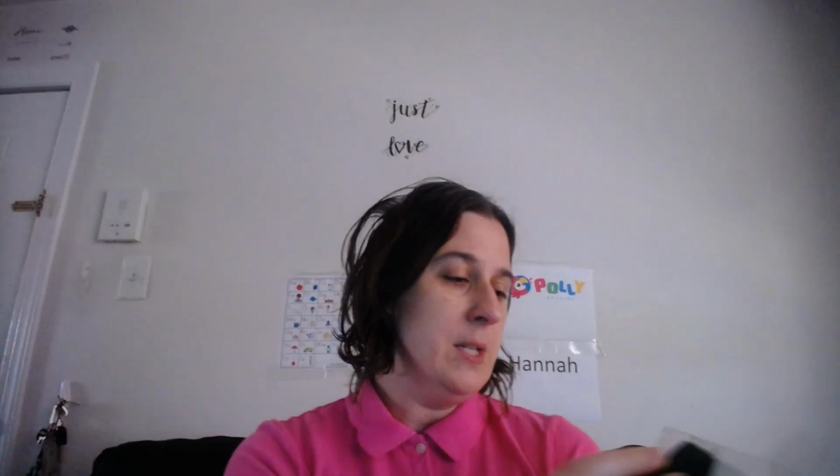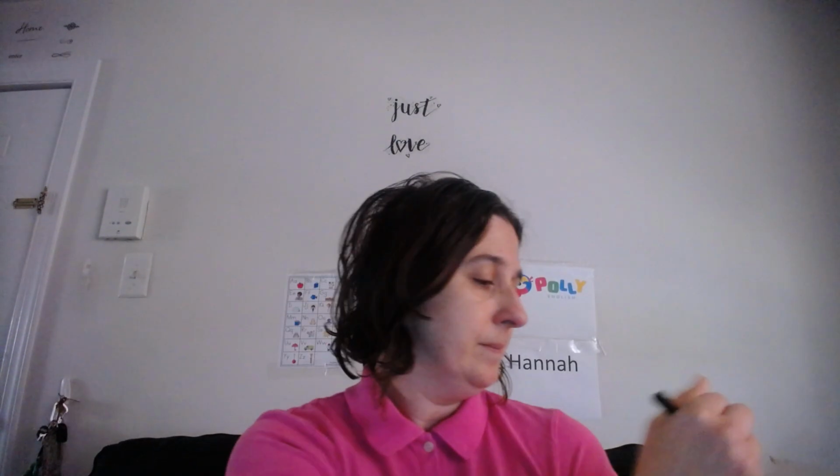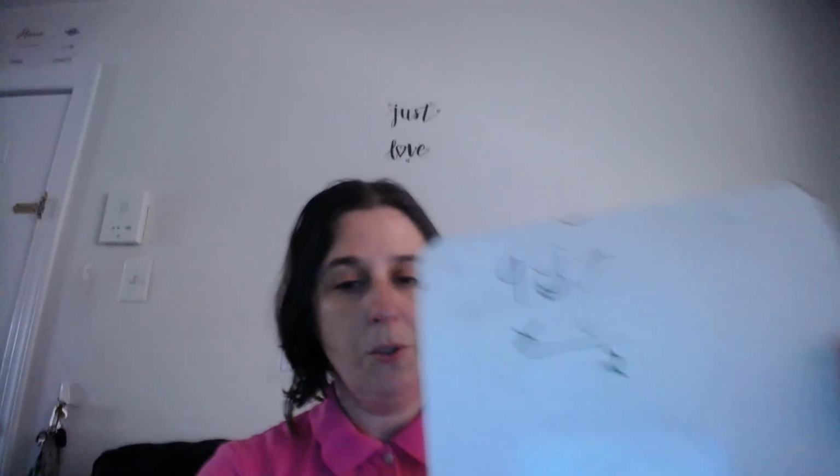Now let's do one more 3-digit by 1-digit number, multiplying using the partial product method. Let's do 987 by 6. I think my marker's dying. First, you start in your ones place. So you're going to do 7 times 6, which is 42.